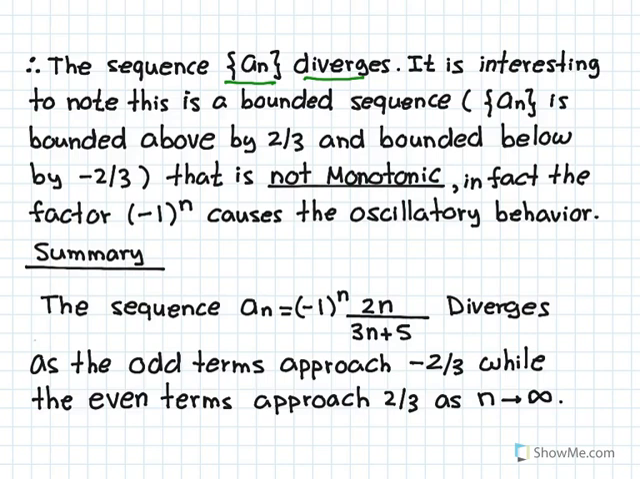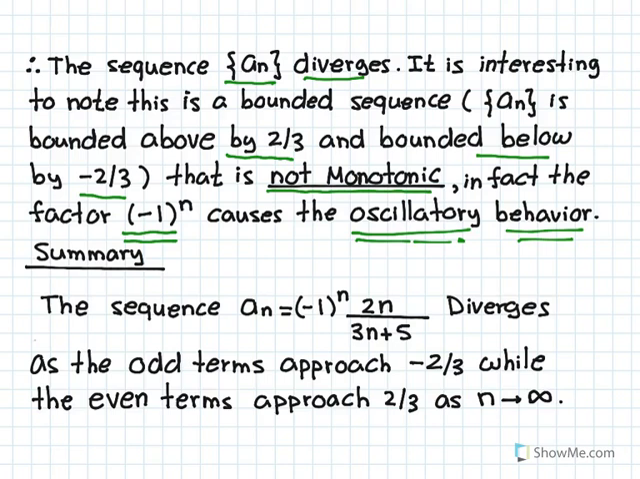It is interesting to note that this is a bounded sequence. a_n is bounded above by 2/3, bounded below by negative 2/3, but it's not monotonic, and that's why it doesn't converge, because it oscillates. And the factor minus 1 to the power of n causes the oscillatory behavior. This is what causes it in this case to diverge, because the even terms approach 2/3 while the odd terms approach negative 2/3.